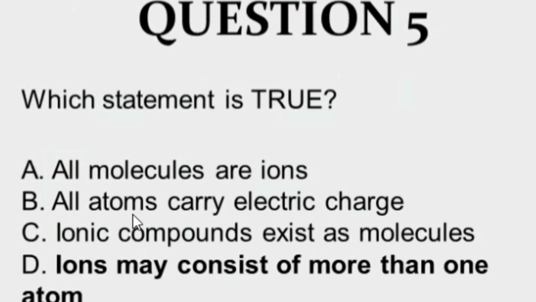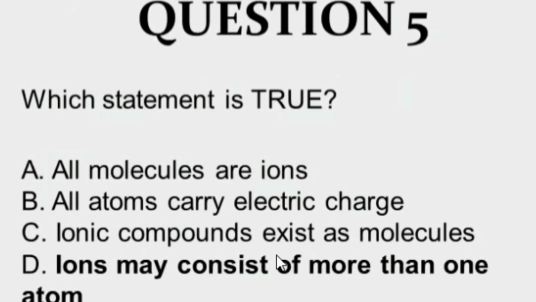Okay, then all atoms carry electric charge. No, if they carry electric charge, they are ions. Atoms are what? Neutral, because the number of protons and the number of electrons are equal. Then ionic compounds exist as molecules. No, they exist as lattice. They exist as crystals. They exist as what? Lattice. Okay, that's your sodium chloride, which is your table salt. See, they exist as a lattice.